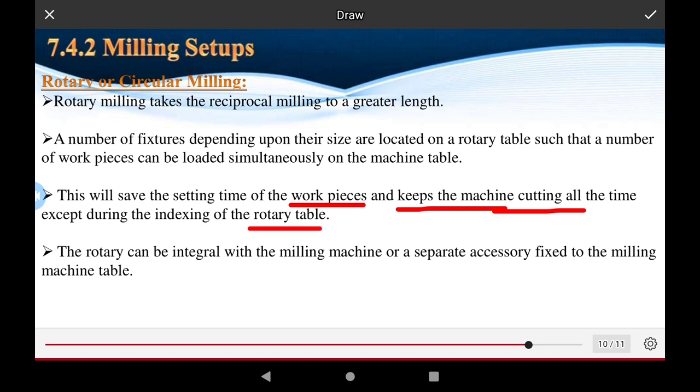The rotary table can be integral with the milling machines, or a separate accessory fixed to the milling machine tables.